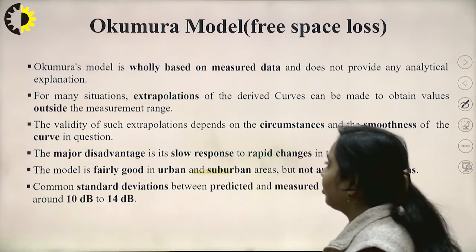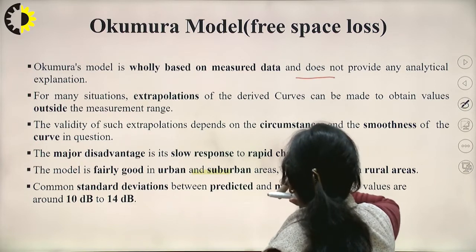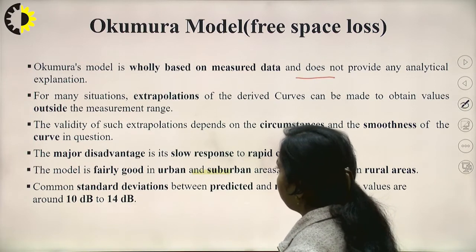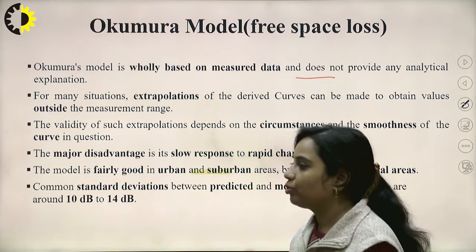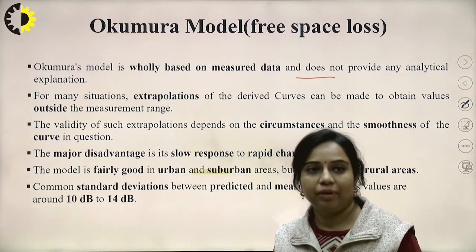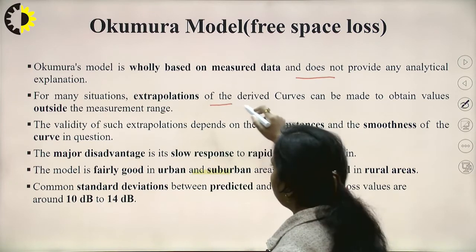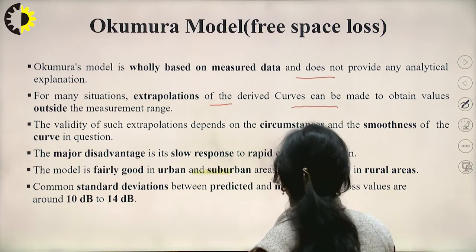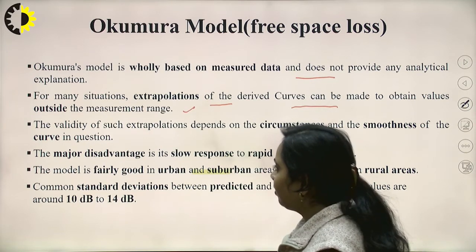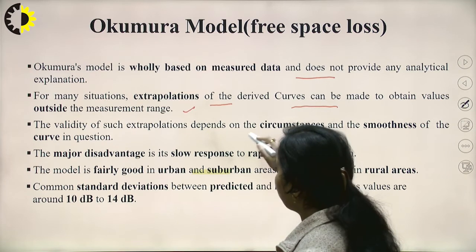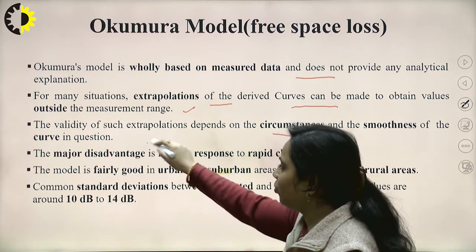The Okumura model is wholly based on measured data and does not provide any analytical explanation. So every time you measure data, it is going to change depending on that particular situation. For many situations, extrapolation of the derived curves can be made to obtain values outside the measurement range. The validity of such extrapolations depends on the circumstances and smoothness of the curve in question.